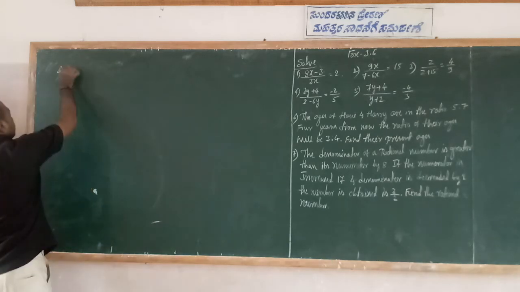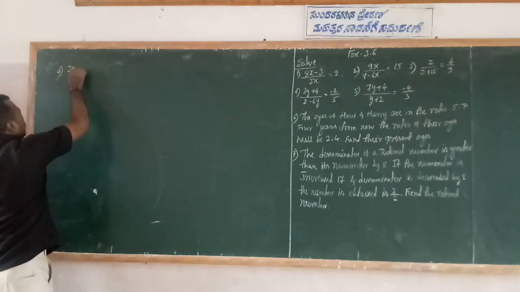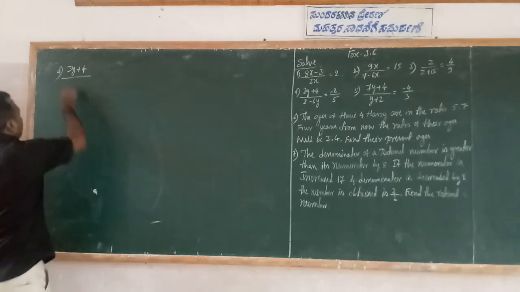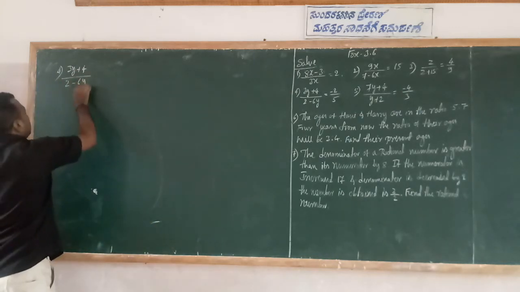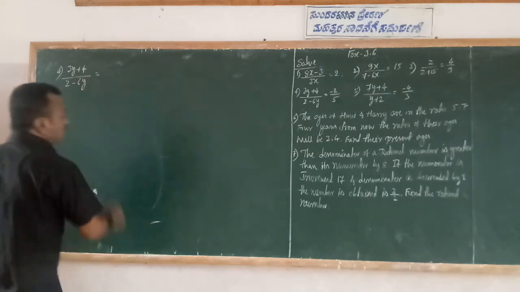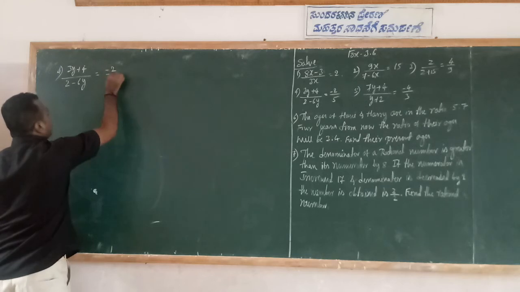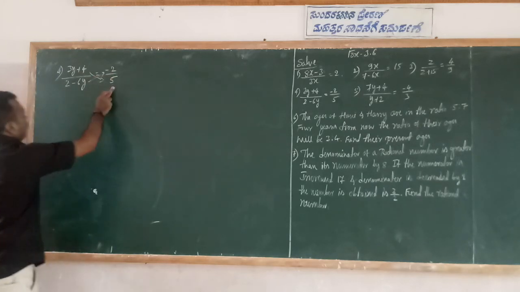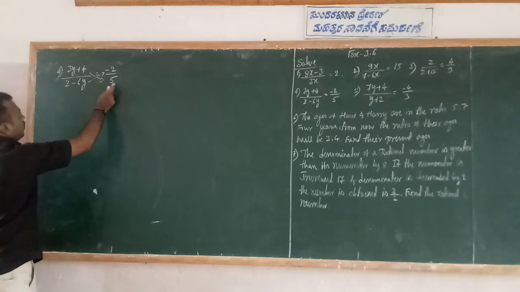(3y + 4) whole upon (2 minus 6y) is equal to minus 2 by 5. This is also the same cross multiplication. So 5 into, anyone we have to multiply first. Okay, this one or this one, anyone. So I will do this one.